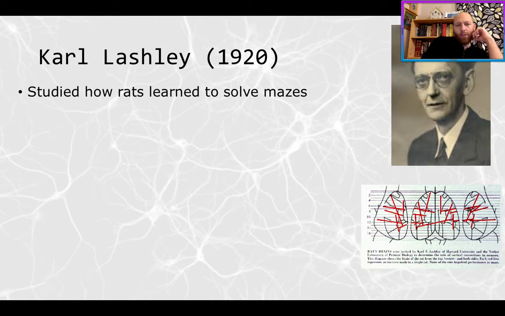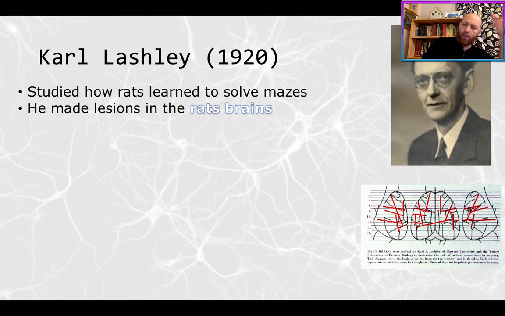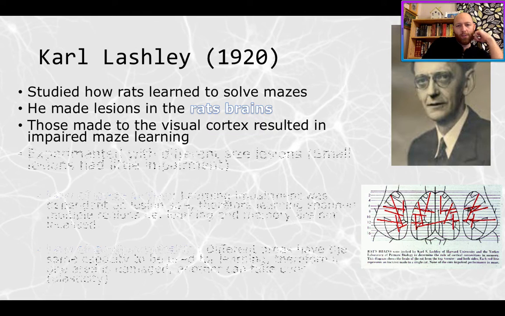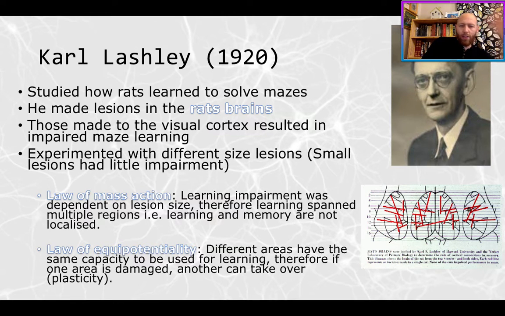Karl Lashley, 1920, carried out some really interesting research with rats. He was interested in learning, and he made lesions in the rats' brains and observed how long it took them to solve maze problems and remember mazes. Lesions made to the visual cortex resulted in impaired maze learning. He experimented with different sizes of lesions. Small lesions, he found, had little impairment.